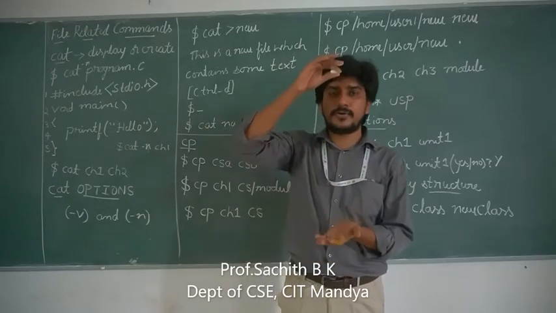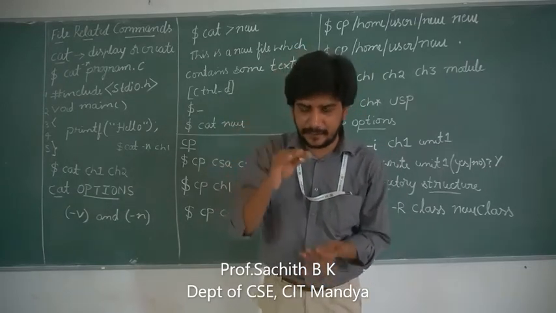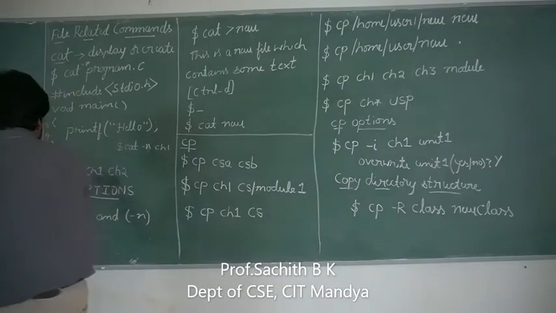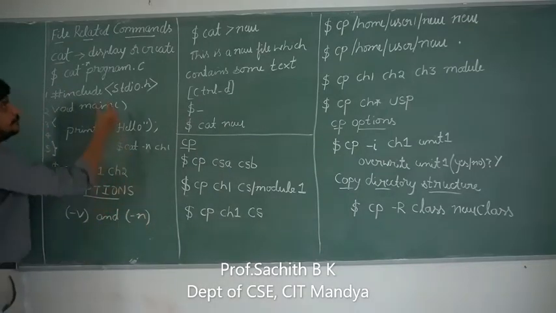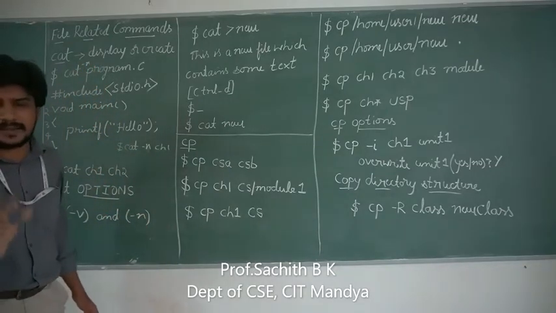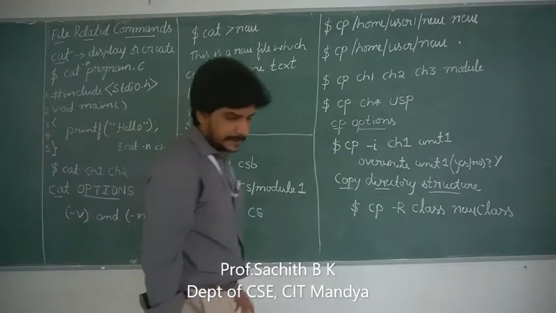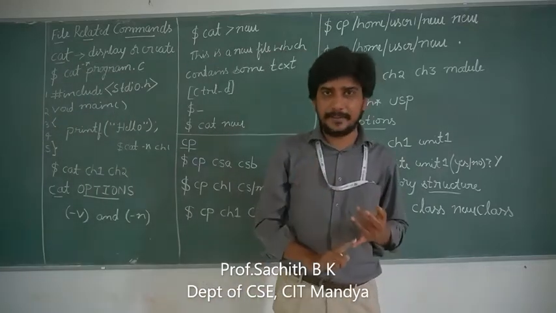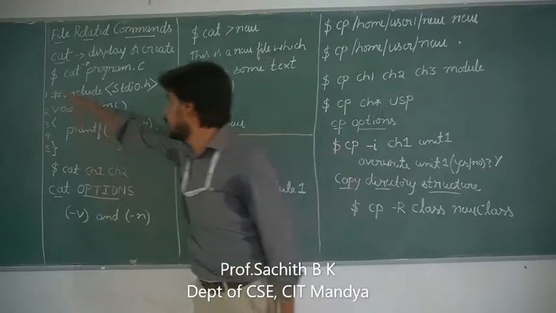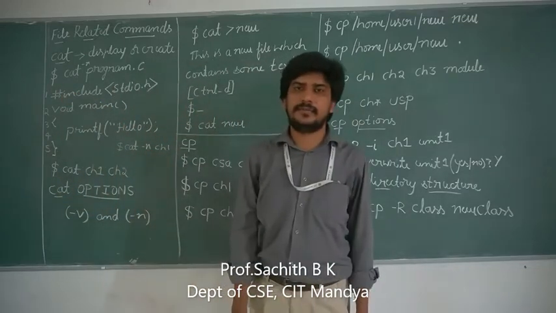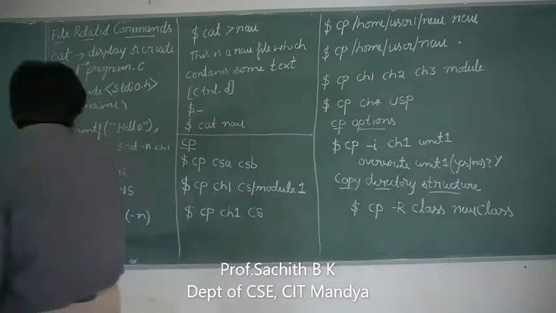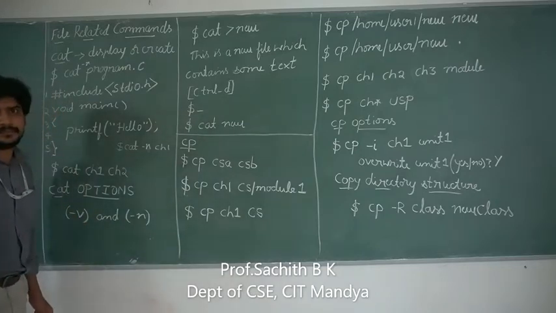So if you want to display the contents of a file along with line numbers, then you need to use an option called minus n. So minus n is an option used with the cat command in order to display the line numbers. So these are the two major options of the cat command.